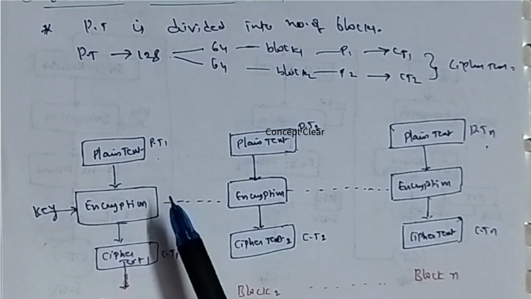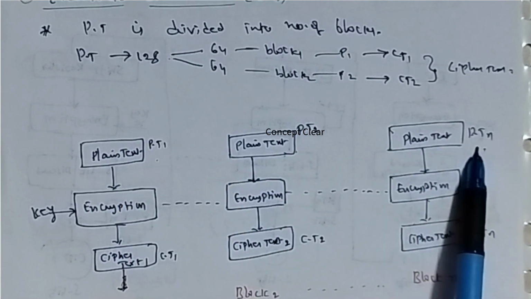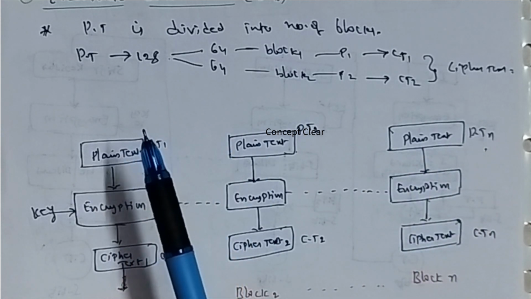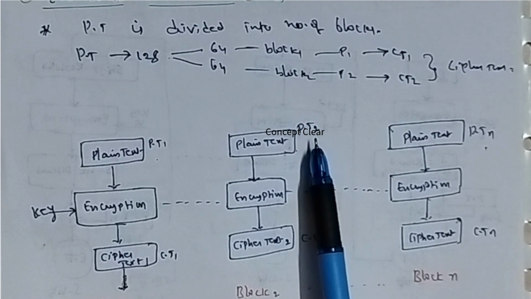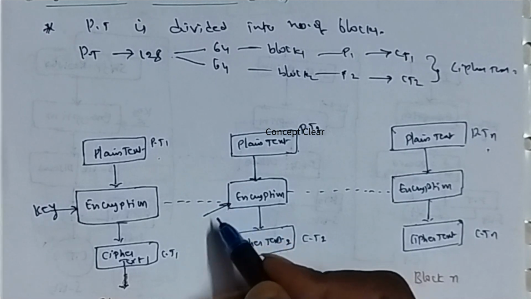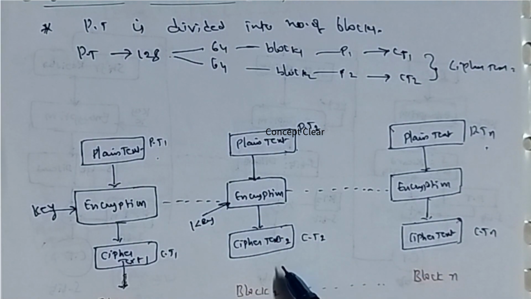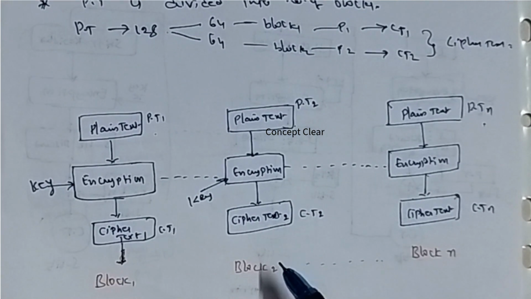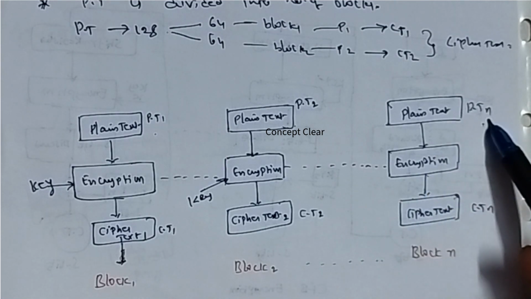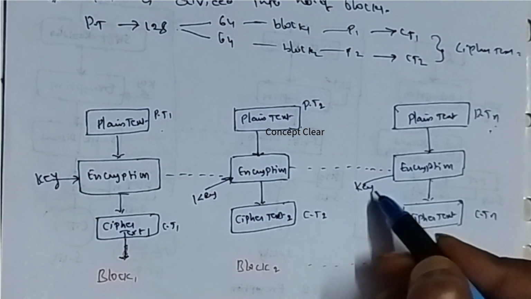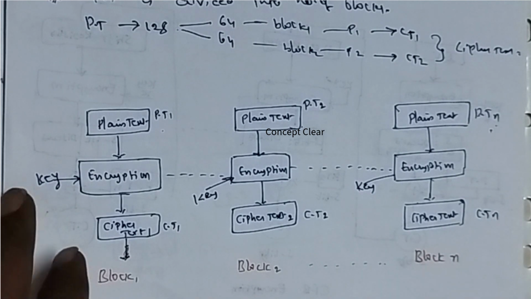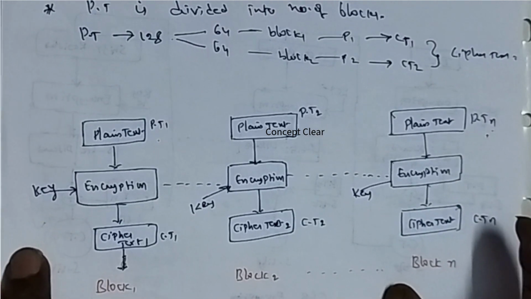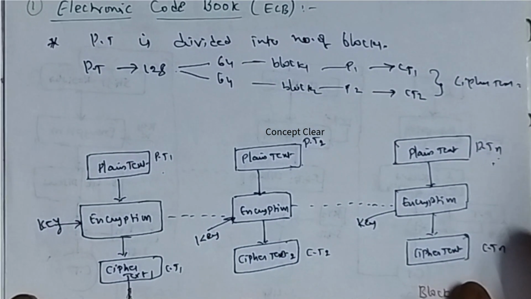Here the procedure is that the plain text is divided into a number of blocks, block 1, block 2 up to block n, and each block will be encrypted with the help of the key. After encryption we get ciphertext 1 for the first block. Again, the second block plain text is encrypted with the same secret key, and we get ciphertext 2. This procedure continues up to the nth block, where we apply encryption with the key and get ciphertext n. This procedure is called electronic codebook. Clear? This is about the electronic codebook.